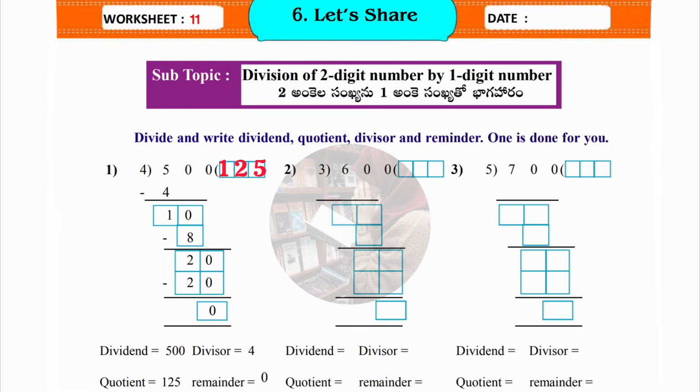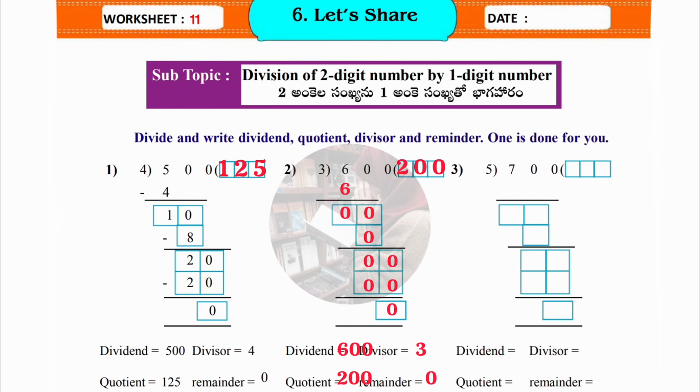So guys, in this way we have to do this. Next, the second one is 600 as dividend, 3 is the divisor. Let's do 3 twos are 6. Okay, it will become 0. The 0 will come as it is. Then it will become 300. Then again 0 will come. Then 300. So remainder is 0. So dividend is 600, divisor is 3, quotient is 200 and remainder is 0.